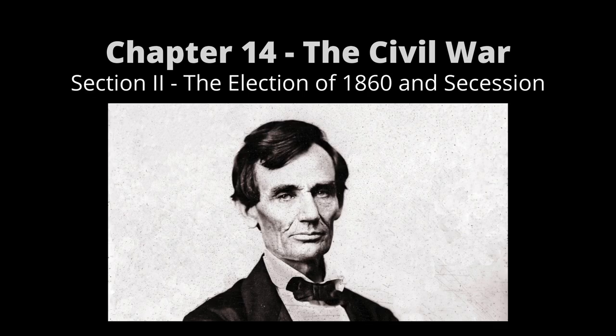Section 2, the election of 1860 and secession. The 1860 presidential election was chaotic. In April, the Democratic Party convened in Charleston, South Carolina, the bastion of secessionist thought in the South. The goal was to nominate a candidate for the party ticket, but the party was deeply divided.